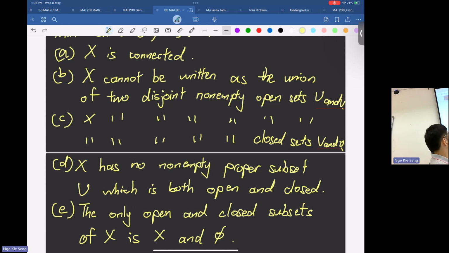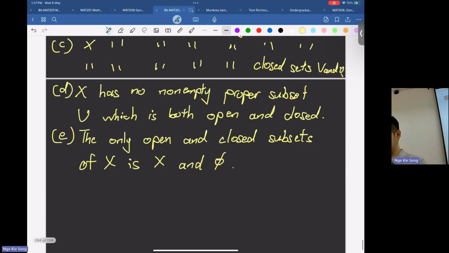Okay. And how about the other direction, from E to A? So like Ian said, maybe we can say that it's not connected first. So not connected means what? There is a separation. If there is a separation, then U and V, V is the complement of U. So if you can write X as U union V, and U is open, V is open, but V is the complement of U, so it's closed also. So V is open and closed. Okay. Yeah, very standard logical proof.